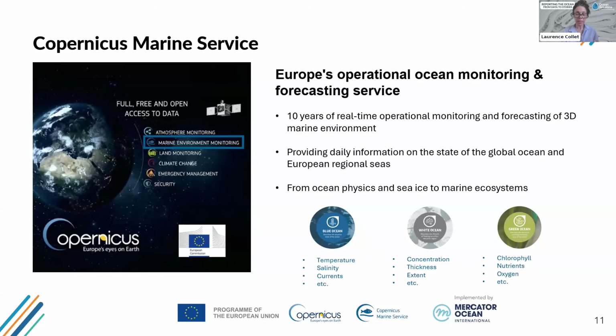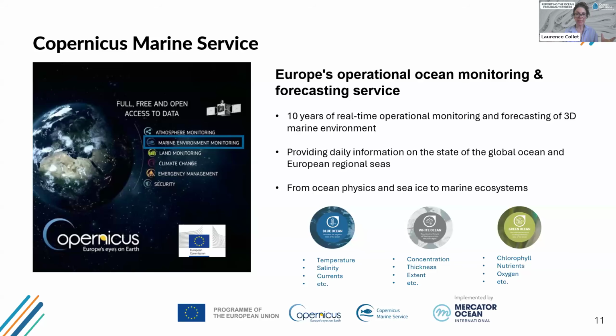The blue ocean covers physical processes such as temperature, salinity, currents. The white ocean focuses on sea ice characteristics such as concentration, thickness, or extent. And the green ocean includes biogeochemical variables such as chlorophyll, nutrients, or oxygen.